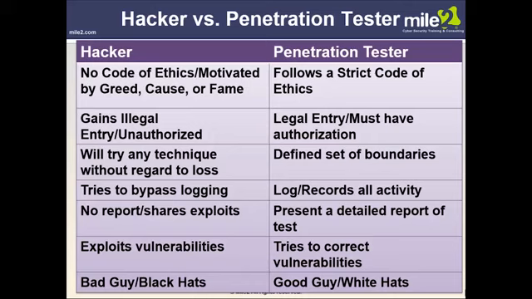The pen tester here presents a detailed report of the test. The hacker will exploit vulnerabilities, where the pen tester will try to correct those vulnerabilities. Of course, the hacker is the black hat bad guy, and the good guy, the white hat, is going to be the penetration tester / security analyst.